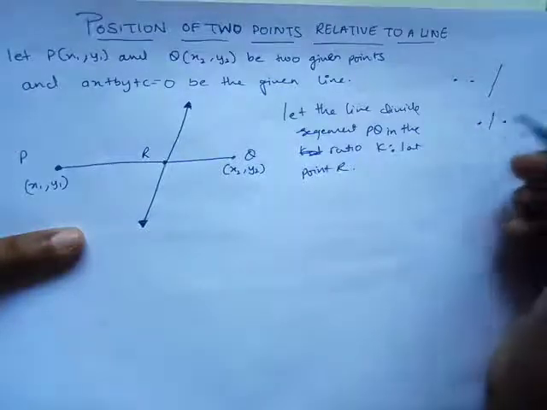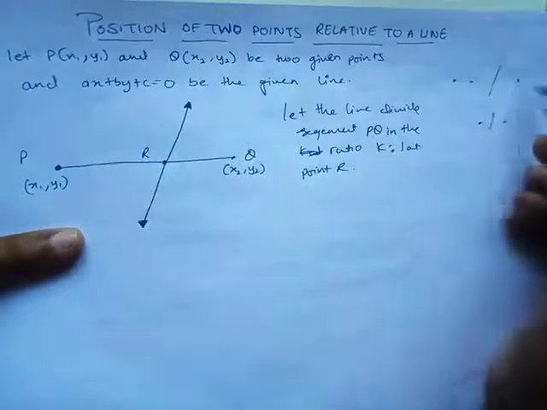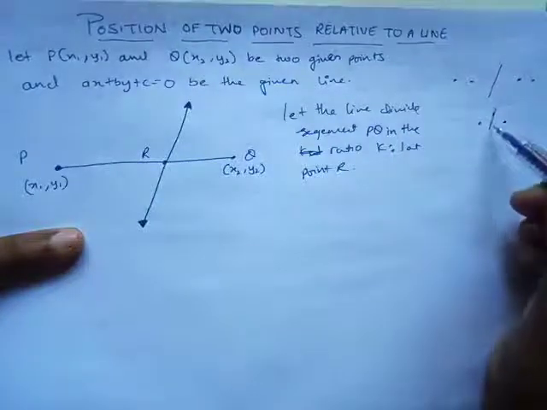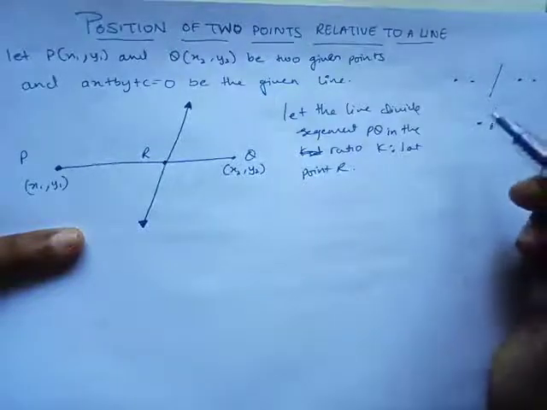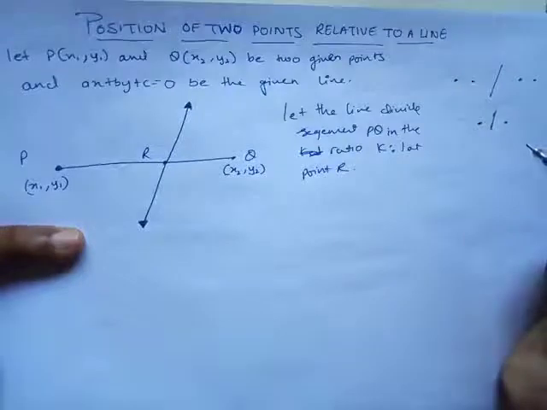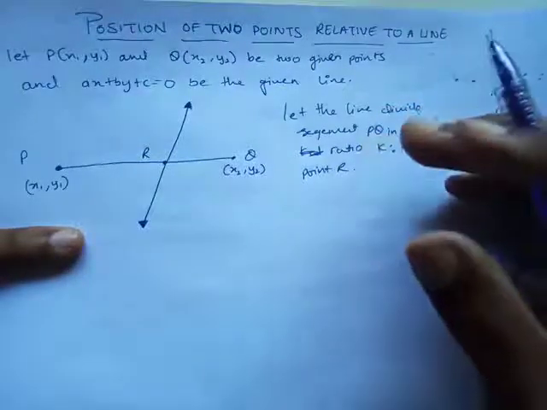Okay, so this is what we are going to learn: whether both the points are on one side, either on this side or both on this side, or is one point on this side and the other point on this side. So this is what we are going to learn in this exercise. Okay, for learning that we are going to the introduction part of the book.